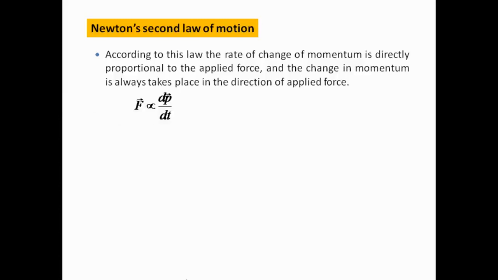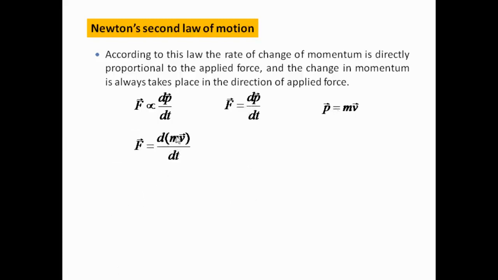When we eliminate any proportionality sign, then there is always an equal to sign and a constant of proportionality. Here we use constant of proportionality 1, so F equals dp by dt. Here P is linear momentum, and linear momentum is actually the product of mass and linear velocity, so P equals mv. Here m is the mass of the particle and v is the linear velocity. Now, if we substitute P equals mv, then F is equal to d by dt of mv.